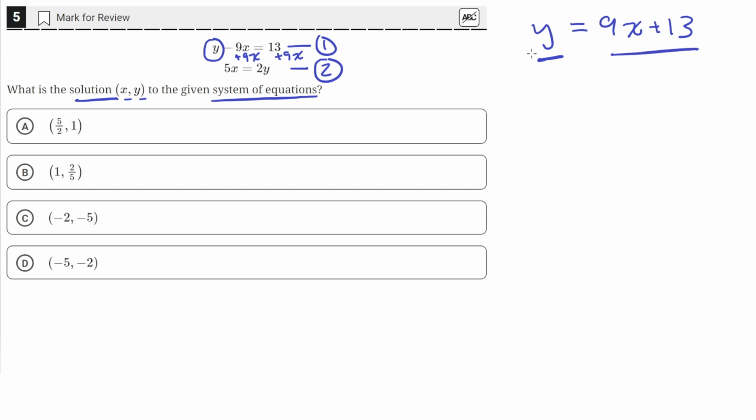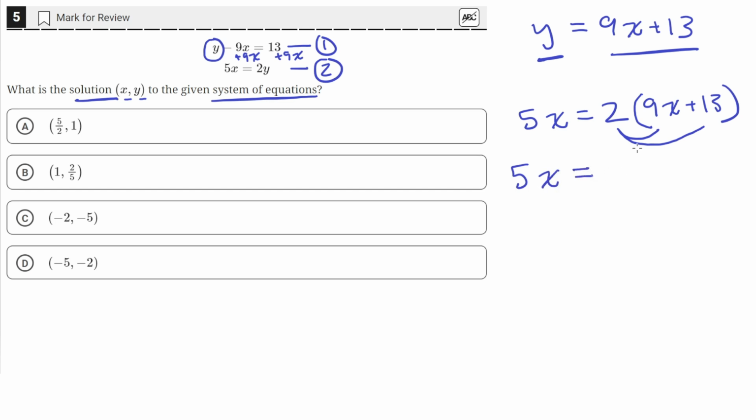So let's substitute this into equation 2. So equation 2 says that 5x equals 2y, but we know that y is equal to this quantity here. So we'll substitute that in for y. So 2 times 9x plus 13. Now let's distribute out this 2 by multiplying it with each of these. So on the left-hand side is unchanged. And on the right, we'll have 2 times 9x, which is 18x, and 2 times 13, which is 26.